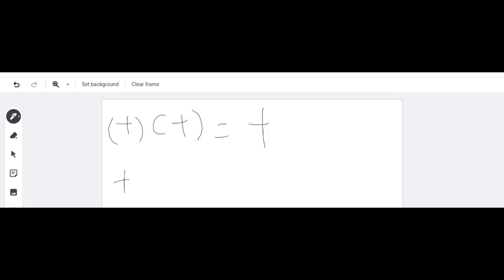So there are the four rules. If there is an addition with both numbers, for example plus 4 plus 5, then we have to do the addition between these two numbers. 4 plus 5 is equal to 9.